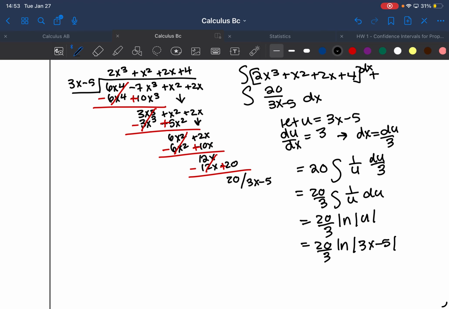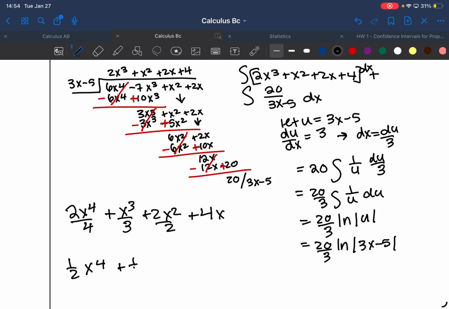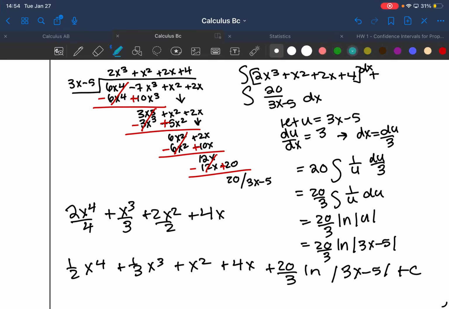What would be 2x cubed after we take the integral? 4, good. What about the next one? X cubed over 3. Next one? 2x squared over 2. The last one? Plus 4x. Okay, so really I have 1/2 x to the 4th plus 1/3 x cubed plus x squared plus 4x plus 20 over 3 natural log of the absolute value of 3x minus 5 plus C. That's my answer.